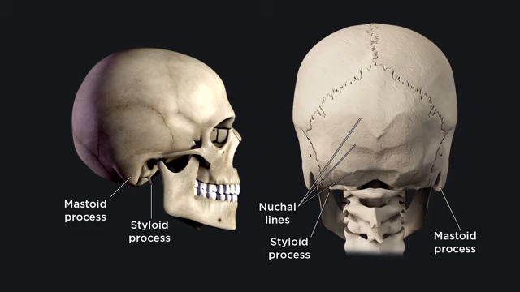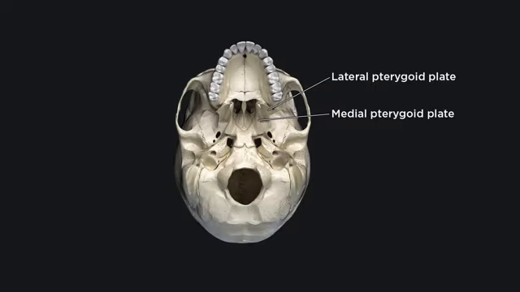2 other bony landmarks at the base of the skull are the medial and lateral pterygoid plates of the sphenoid bone. PTER means wing, as in the winged dinosaurs called pterodactyls. These pterygoid plates are attachment sites for muscles that help move the jaw.